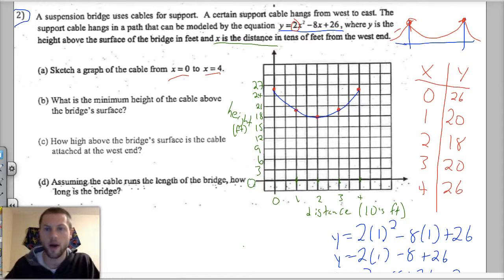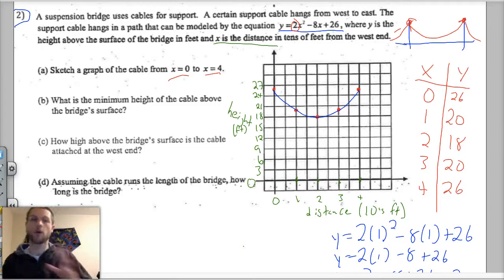All right, so I graphed my parabola here, connected all my points, and this kind of looks like the section of the bridge that we're after here, so that's good. Let's answer these questions now about this graph. The hard part is over.